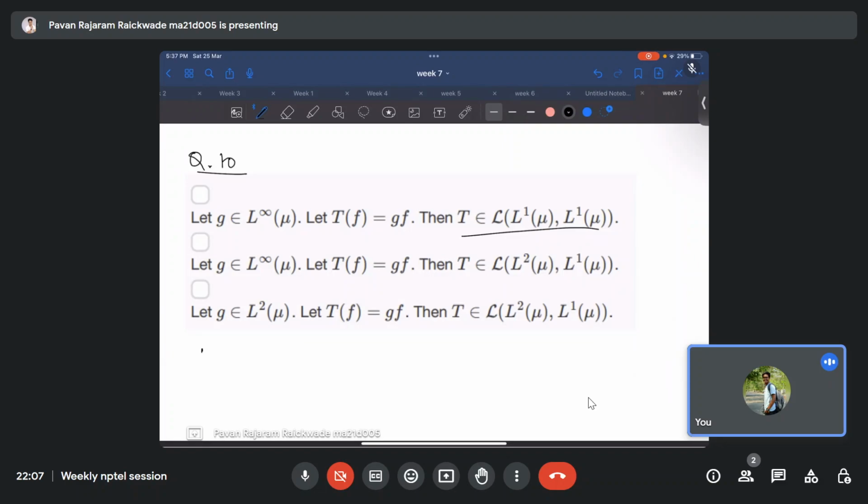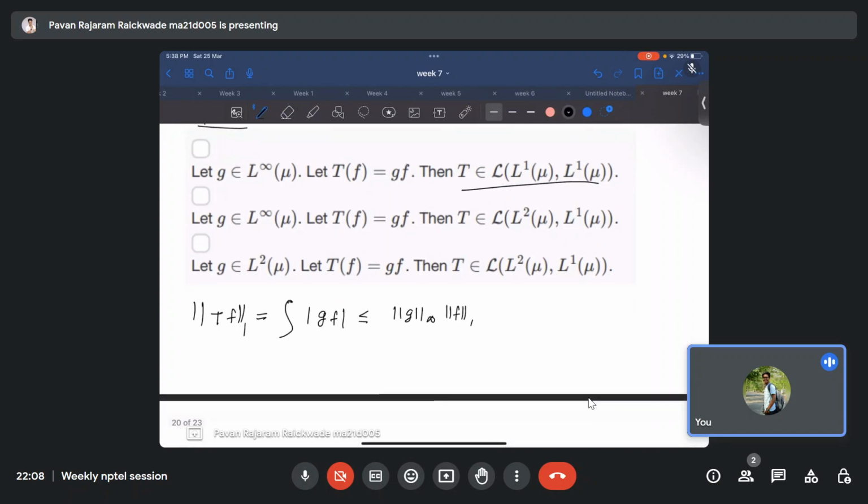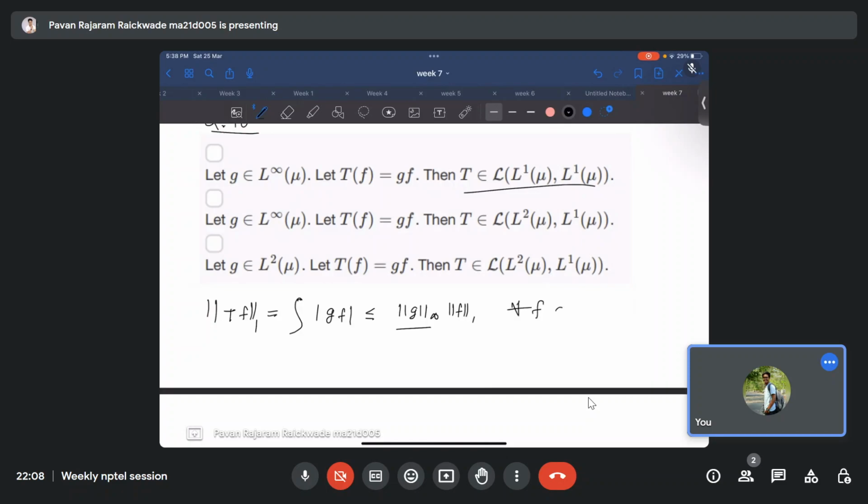Let's try to find the L1 norm of Tf, which is the integral of modulus of gf. This is less than or equal to the norm of g infinity times the norm of f in L1. This follows from the inequality that the integral of modulus of fg is at most the p norm of f times the q norm of g. Here p is one, so q will be infinity. Hence the norm of Tf is less than or equal to some constant times the norm of f for all f belonging to L1. Hence this is true. T is a bounded linear operator.